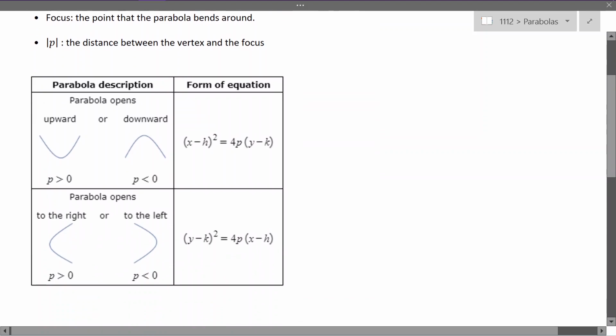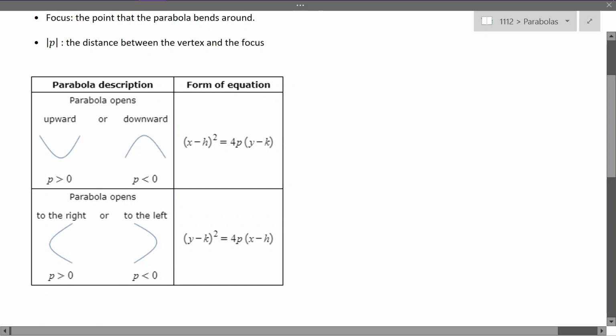Let's look at the form of the equation of a parabola. If our parabola opens upward or downward, the form of the equation will be (x minus h) squared equals 4p times (y minus k). If it opens upward, p will be greater than 0, and if it opens downward, p will be less than 0.